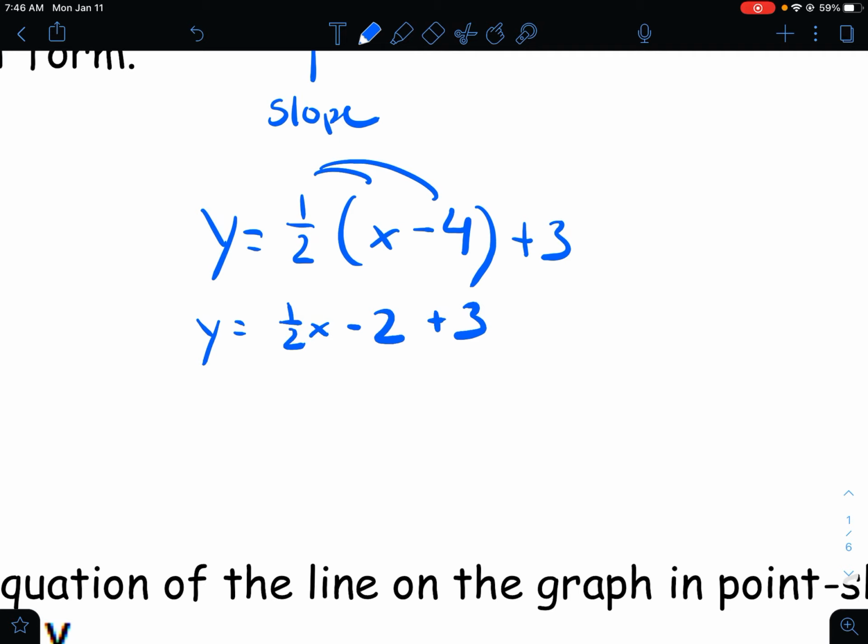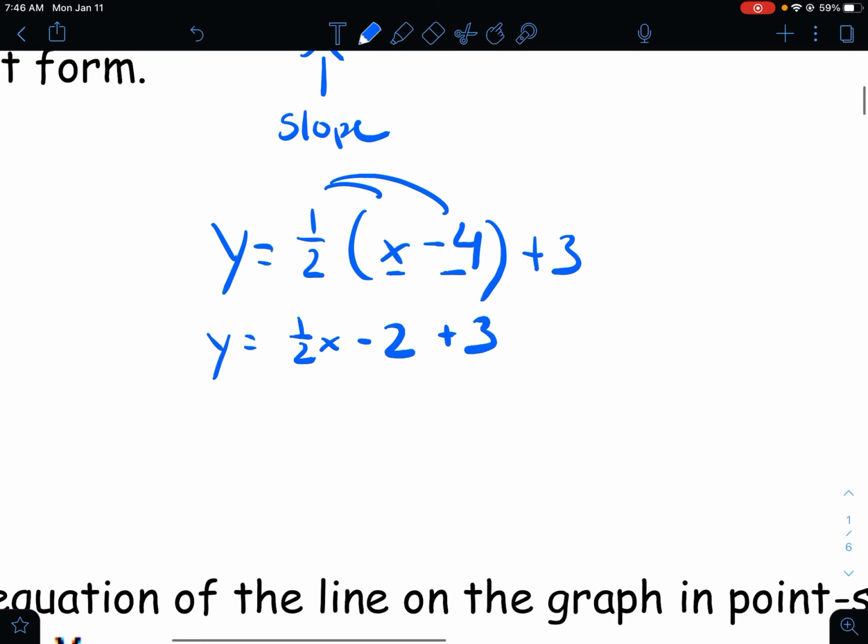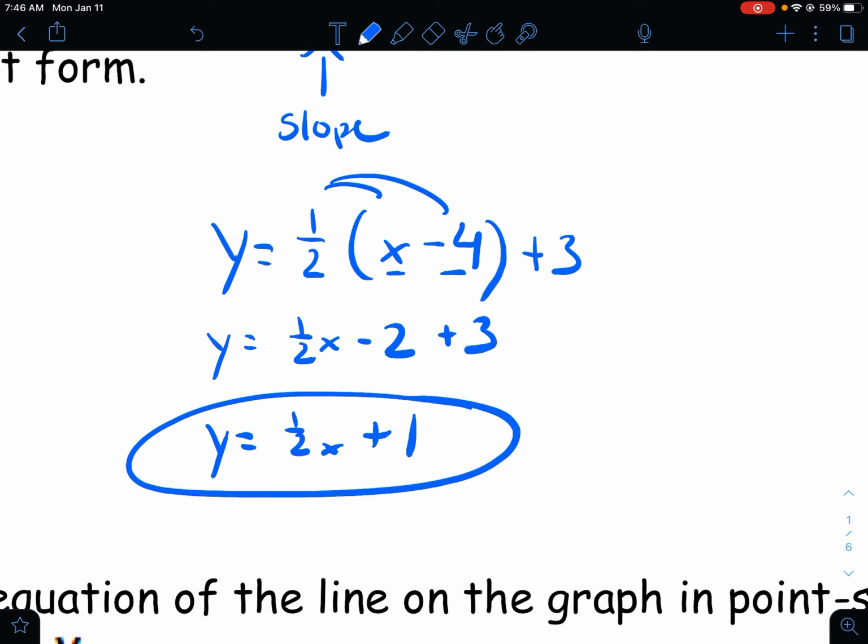So we distributed, now we combine like terms. Notice the slope was only distributed to the x term and the negative 4. Since the plus 3 was on the outside of the parentheses, we do not distribute it to that. So our final answer here should be y equals 1/2 x plus 1. And this is our slope-intercept form.